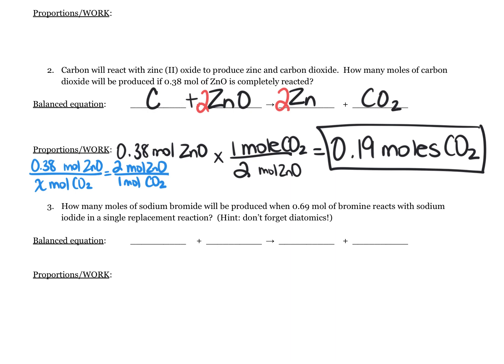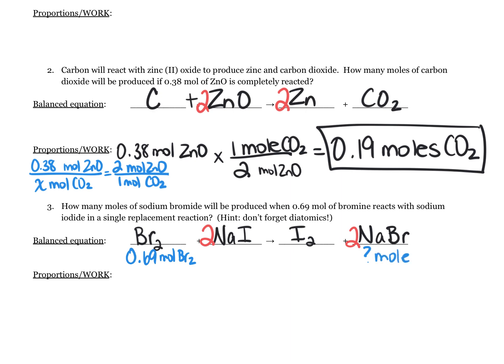Again, try and pause it and try the next problem on your own before going on and watching me do it. So you can see I started with my balanced chemical reaction. This is a single replacement reaction. And if I read my problem, I can see that if I am using 0.69 moles of bromine, it wants to know how many moles of sodium bromide will be produced.